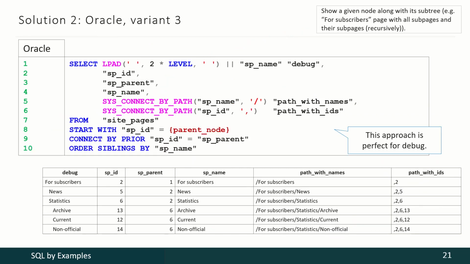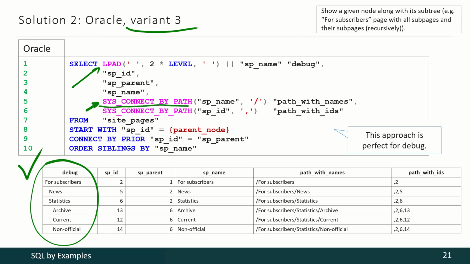But if we want even more, we may follow such an approach. Using that lpad function, we may produce such a hierarchical list. And that's extremely convenient both for debug purposes or for human readability purposes. And also we may use such functions as sys_connect_by_path, and we may produce such result or such result, depending on if we are working with names or IDs. And the general idea in this query is exactly the same as in the previous solution.